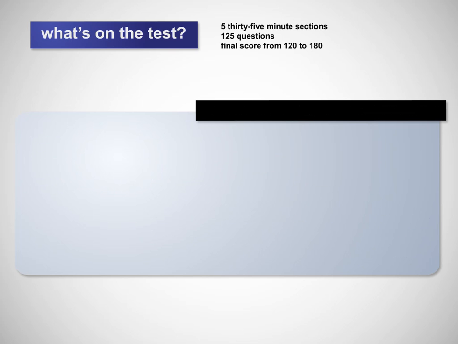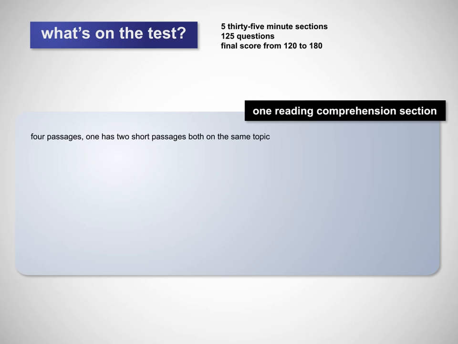And in addition, you're always going to have 1 reading comprehension section. And in this section, you're going to have 4 passages. And one of the passages is actually going to be 2 shorter passages that are both on the same topic. And each passage has 5 to 8 questions for a total of 25 to 27 questions.